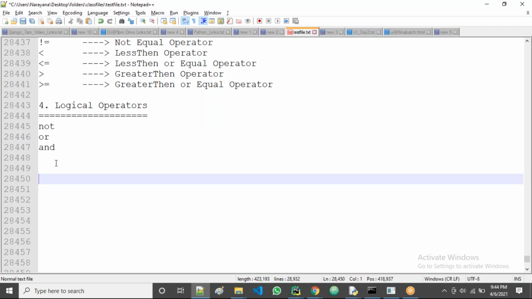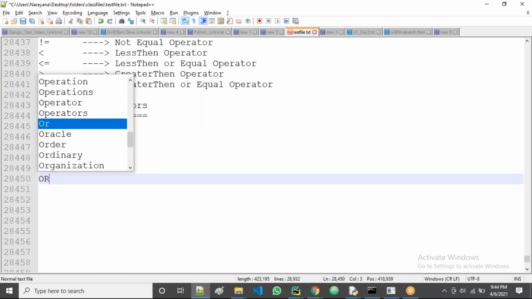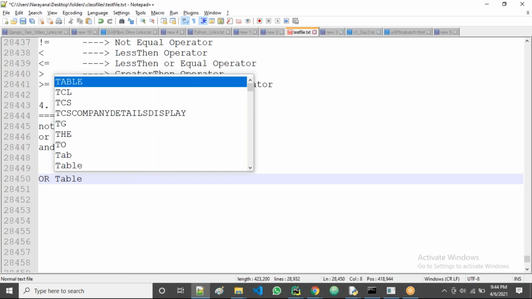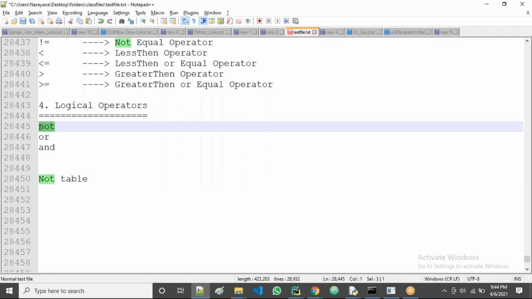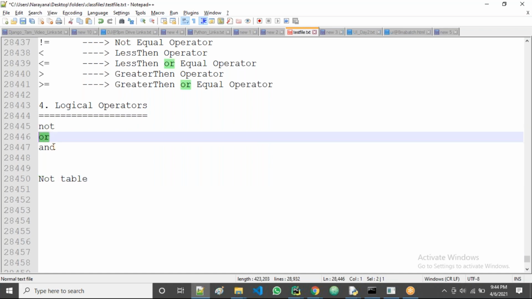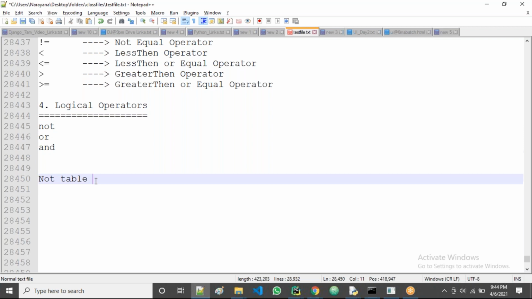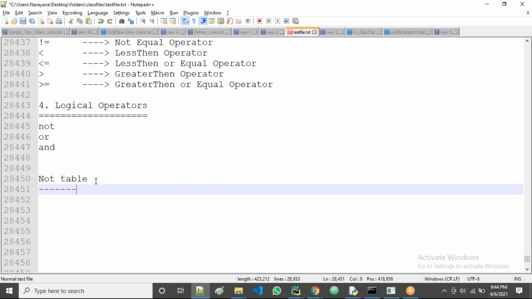Now let us see first of all the not table, guys. About the not, we have the table. About the or, we have the table. About the and, we have the table. So first of all, let's see the not table.